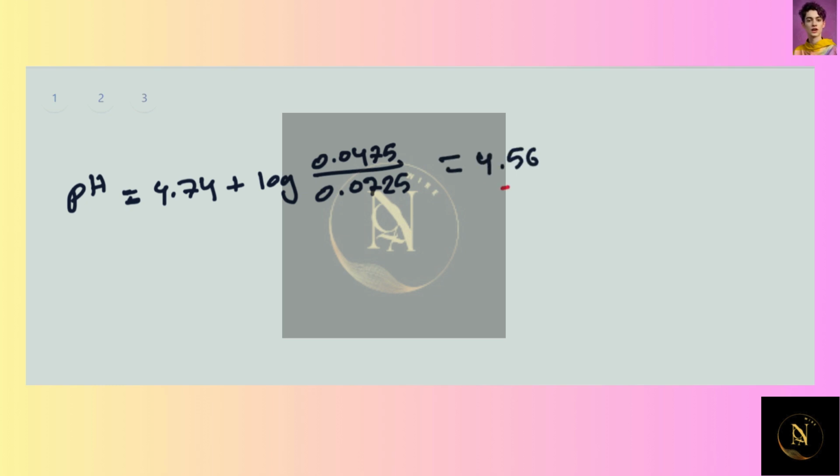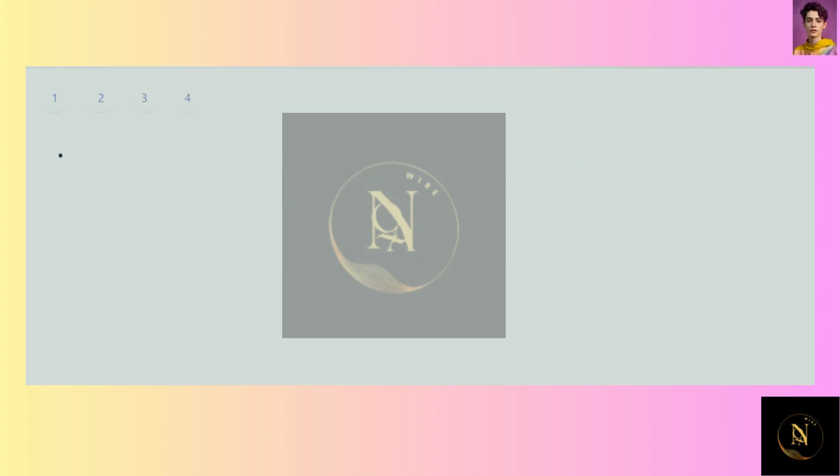4.56. So this is the pH of the buffer in B after the addition of 0.010 moles of HCl. Now let's go to the third solution.